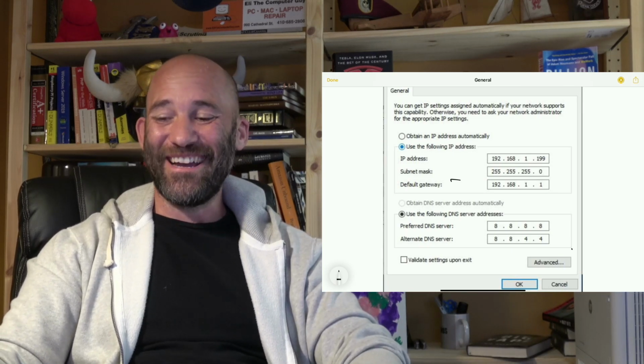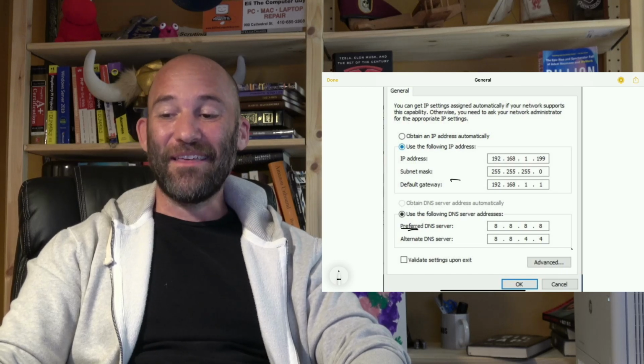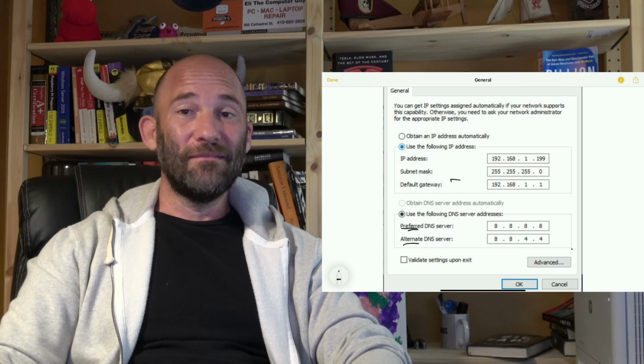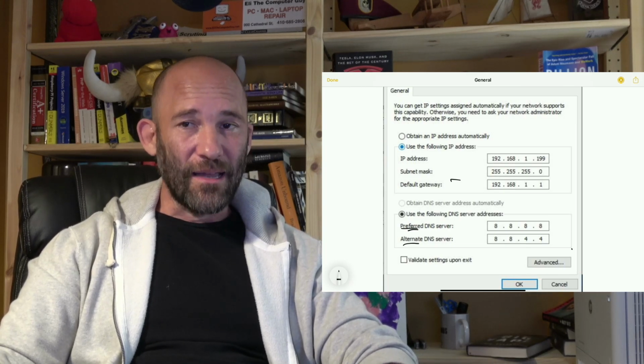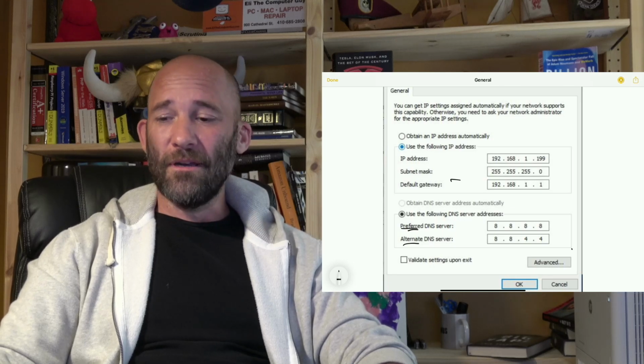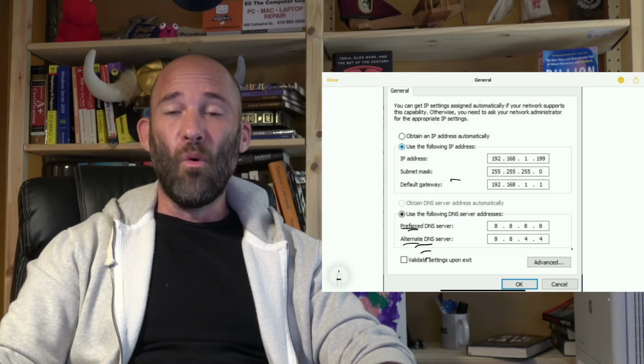Microsoft always changes things for whatever reason. They say the preferred DNS server and the alternate DNS server. Generally, we normally call it the primary and the secondary DNS server. Depending on the computer operating system that you're using, you may actually even have more DNS servers.